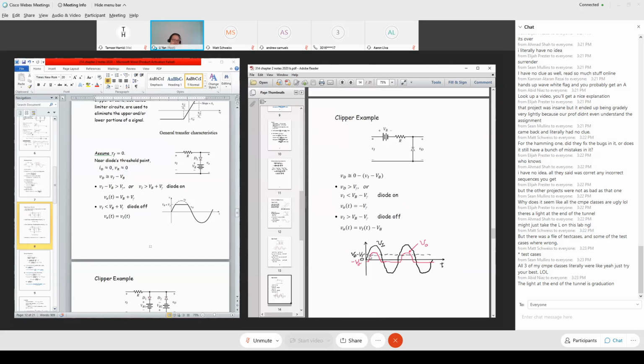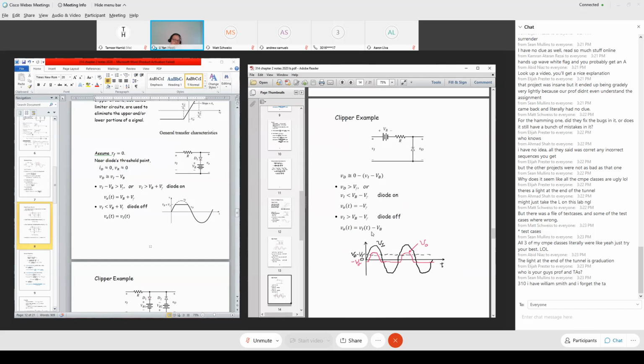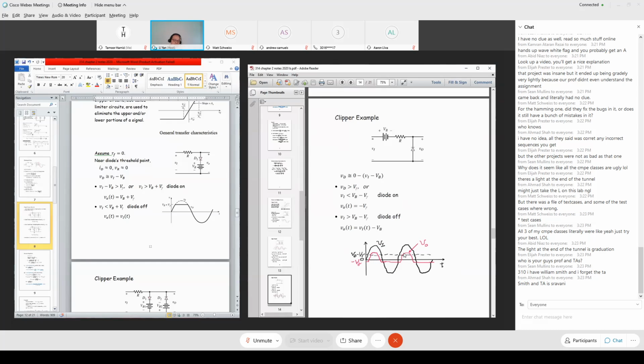If the input voltage is above this level, so this portion and this portion, what's the output voltage? The output voltage follows the input shape-wise, but the level is downshifted by the battery voltage. So I'm just redrawing this portion downshifted by VB. That's this red curve. So overall, this red curve is the output voltage. Any questions?